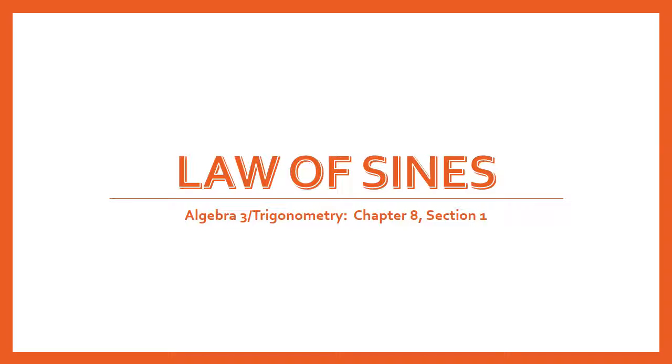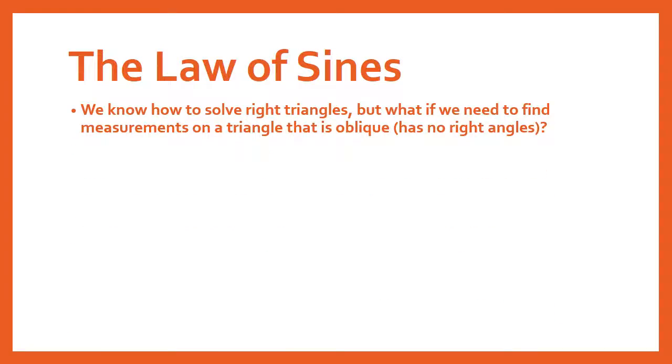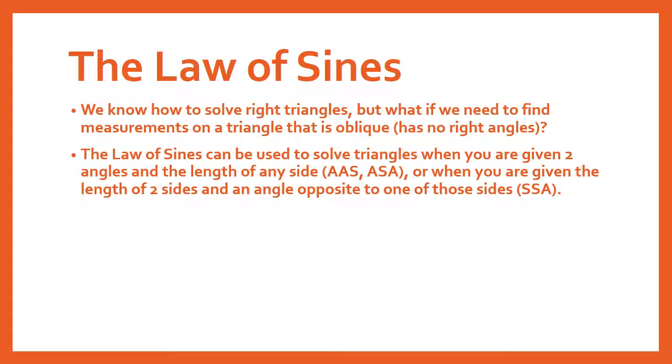Algebra 3, Chapter 8, Section 1, the Law of Sines. Okay, so we know how to solve right triangles, but what about triangles that are oblique or that have no right angles? Well, we have a couple of laws that will let us solve for missing sides and angle measurements. The first one is the law of sines, and this will work if you're given any two angles and a side. You have to have a side, and then if you have two other angles, you're good to go. You can find the rest, no problem.